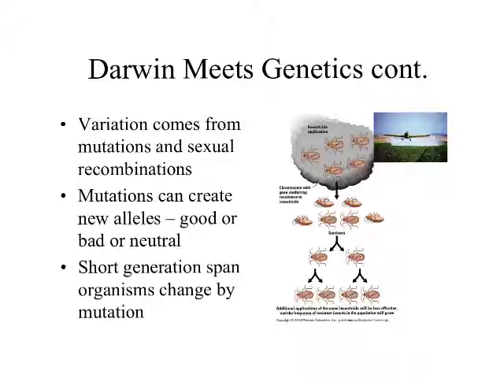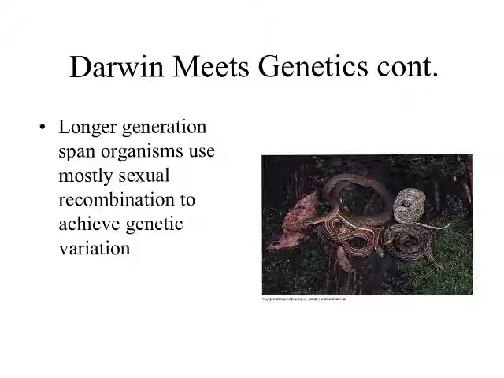Now, when we talk about short generation span organisms, think bugs and stuff like that, they're usually going to change more by mutation rather than sexual recombinations. Organisms that live longer, like animals and humans, will change mostly through sexual recombinations rather than mutations, although it still very much does happen that somebody gets some kind of mutation in their DNA and then therefore has some kind of disease that makes them survive less than what's expected. Yep, I got a little ahead of myself in the last slide, because this slide is where we talk about longer generation span organisms. We're going to use, again, sexual recombination, usually to achieve genetic variation.